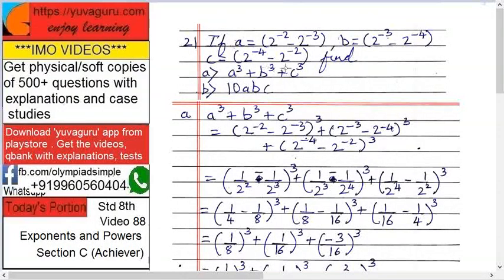First, a cube plus b cube plus c cube. Okay, let's start. A cube plus b cube plus c cube means what? 2 raised to minus 2 minus 2 raised to minus 3, the whole cube, right? Plus 2 raised to minus 3 plus 2 raised to minus 4, the whole cube, plus 2 raised to minus 4 minus 2 raised to minus 2, the whole cube.